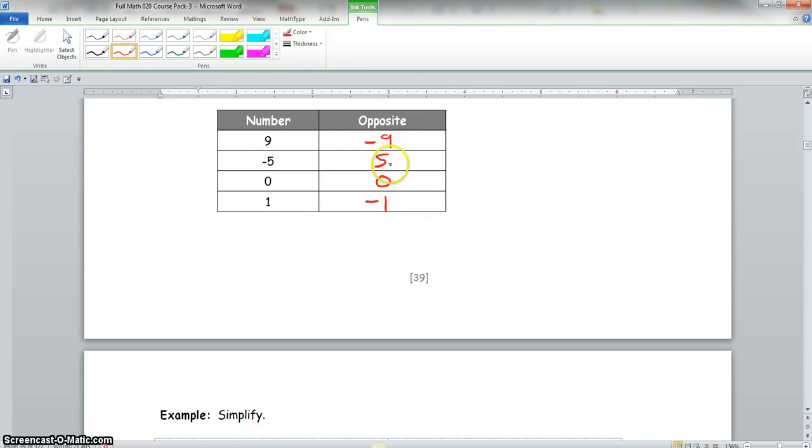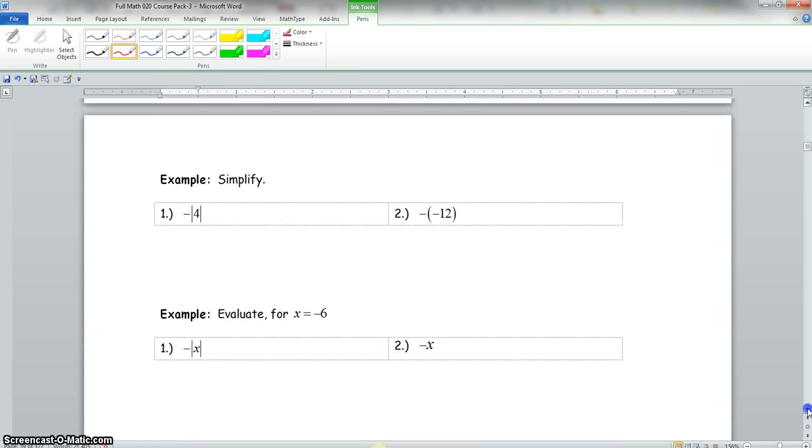One other way you could tell if they're opposites is if you add them together, it will equal 0. Like 9 plus negative 9 is 0, negative 5 plus 5 is 0, and so on. Whenever you add opposites, they must equal 0.